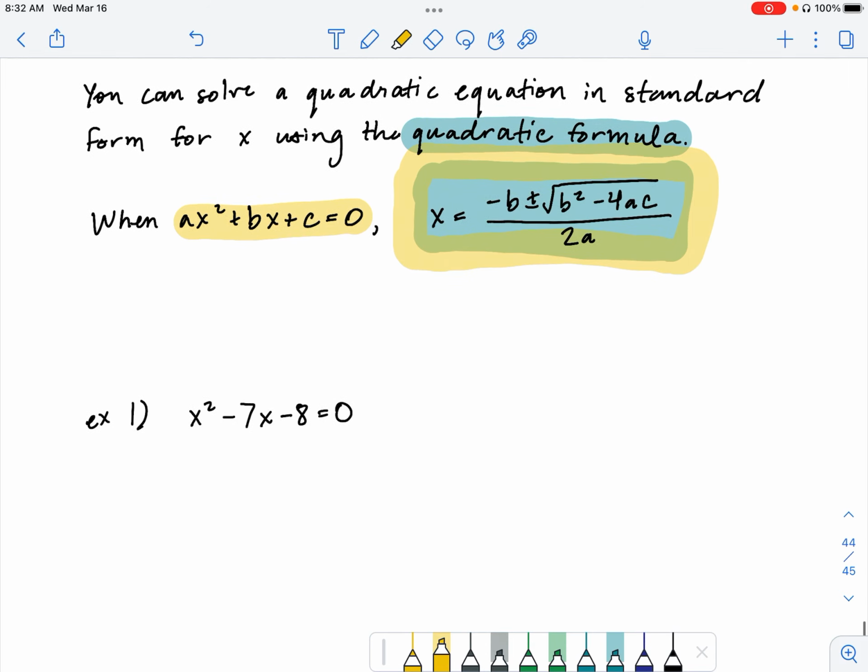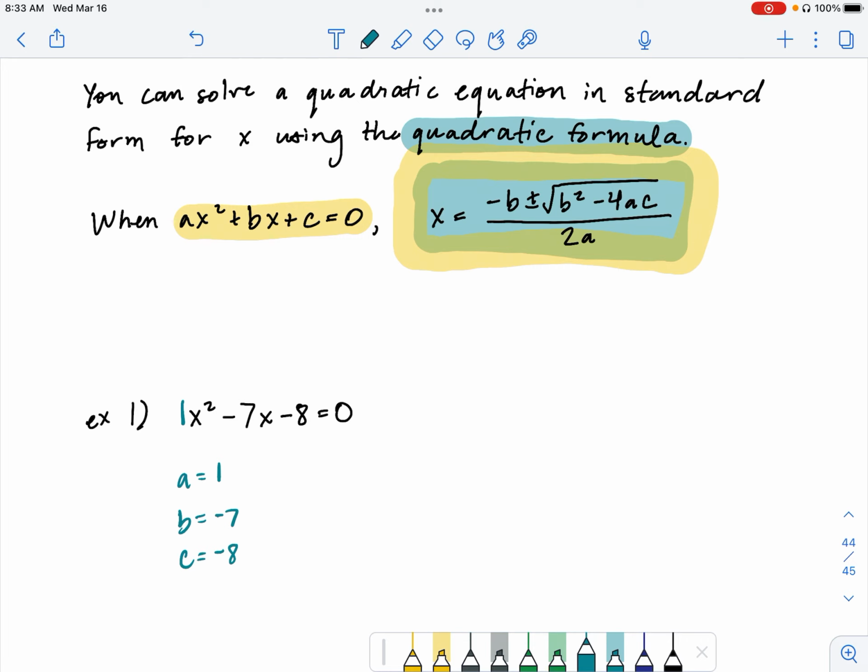Here's our first example. We have a quadratic equation, x squared minus 7x minus 8 equals 0. It's in standard form, so if I can identify a, b, and c, I can plug those into the quadratic formula and simplify and solve. Here we can see that a is an understood 1, b is -7, and c is -8.